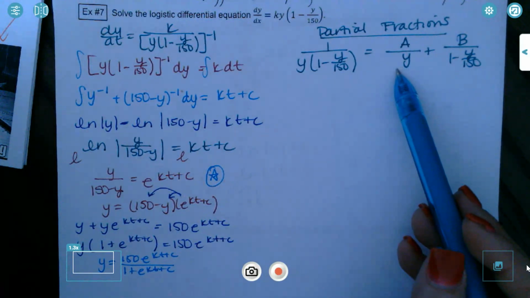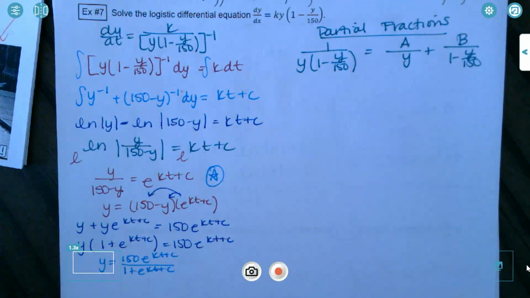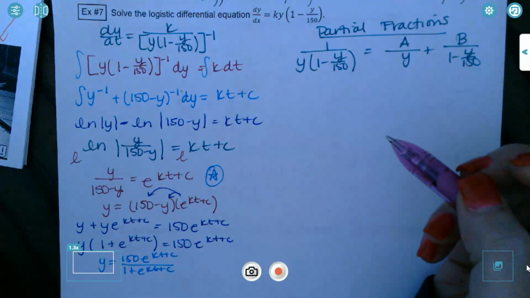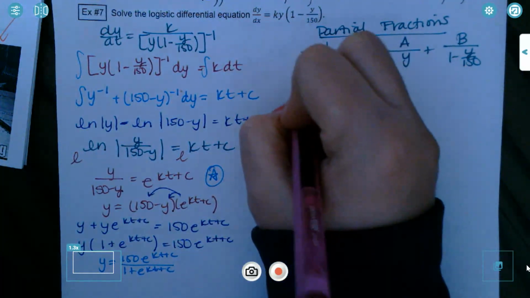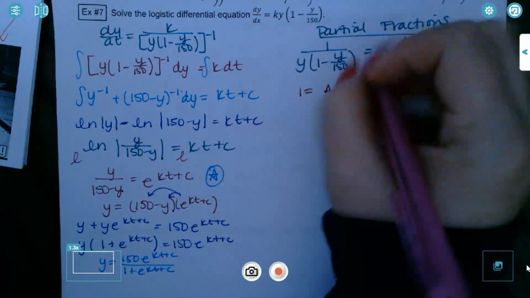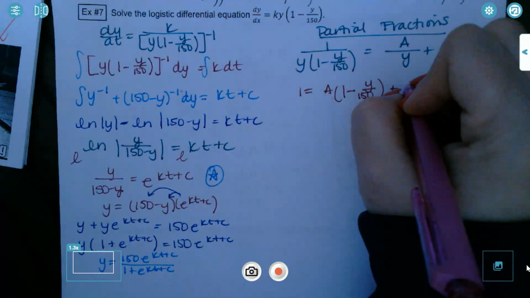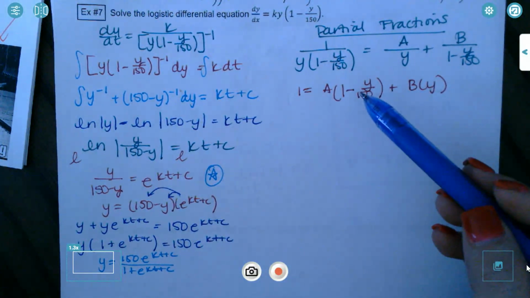All right, so in this situation, if we were to multiply everything here by our common denominator, which is this whole thing, the left side's just going to be 1. The a side is missing the 1 minus y over 150. And the b is just missing the y. So now what you do is you pick numbers to go in for y.